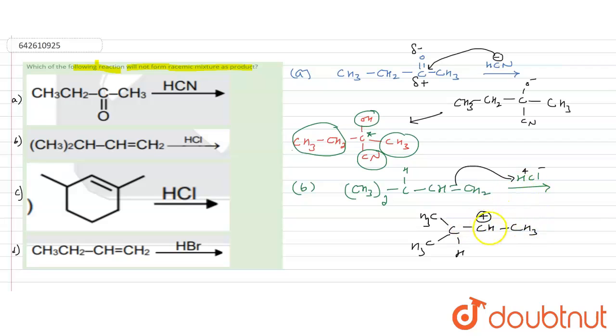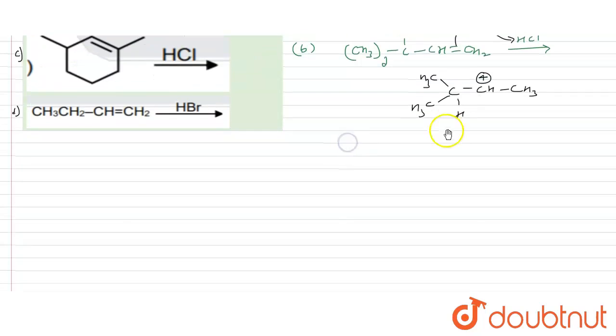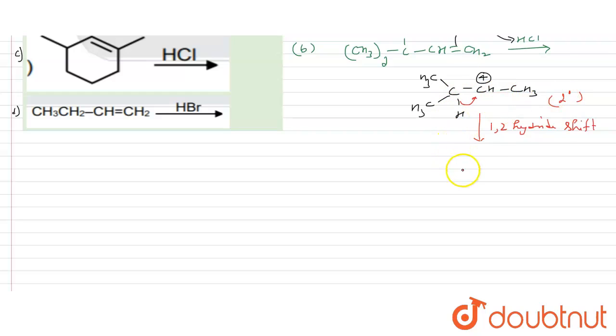Now this is a secondary carbocation, and the speciality of carbocations is that if there is a possibility of rearrangement, then rearrangement will occur. Here there is a 1,2 hydride shift. After the 1,2 hydride shift, a tertiary carbocation is formed, which is more stable compared to the secondary carbocation. So the carbocation becomes like this: this is CH3, here this is CH3, this becomes CH2 and this is CH2, and this becomes positively charged. Now this is a tertiary carbocation.